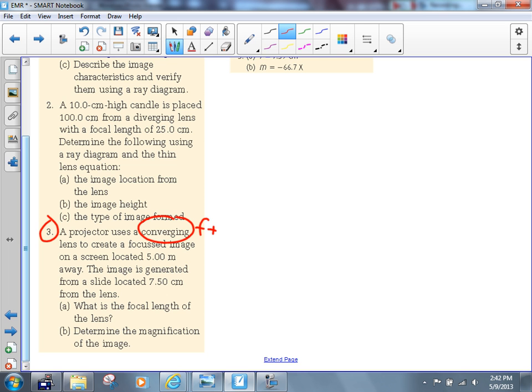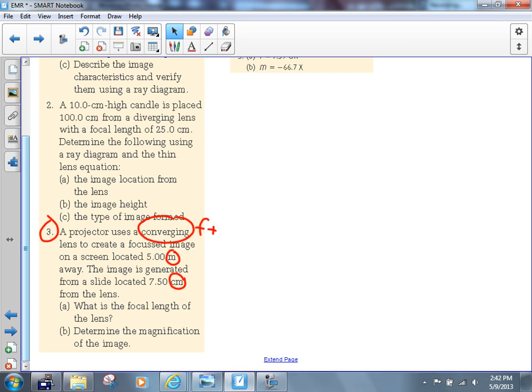The image is focused on a screen that's located 5 meters away. The image is generated from a slide that's located 7.5 centimeters from the lens. I'm circling both of those, not because they're necessarily odd units. I'm allowed to use either one of those units in the equation that I'm about to use. But the problem is I'm not allowed to use both. So I'm circling both of them to remind me that I've got to either go centimeters for both of them or meters for both of them. And it doesn't matter which one.